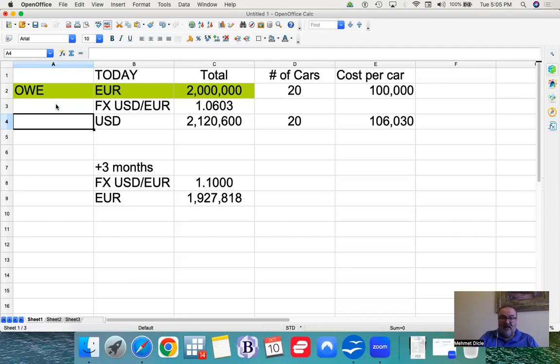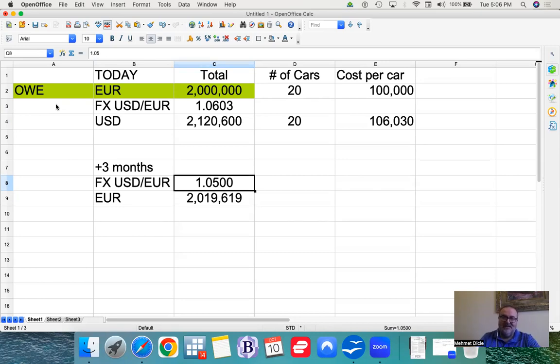So having done that, the problem is I still owe the 2 million, but in 3 months, if the exchange rate changes to 1.10, the amount of dollars that I collected, which is $2,120,000, won't be enough to cover my 2 million euro debt that I have to pay in 3 months. Obviously, this could work in my favor as well. If it goes to, say, 1.05, I would have more dollars than I would need, and I would have about a $19,000 excess, which is good.